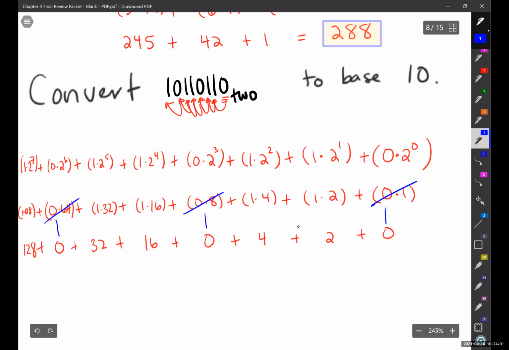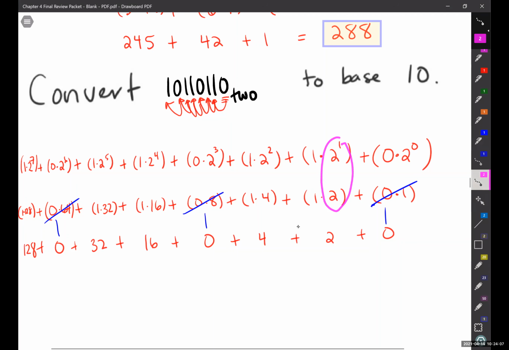We translate, okay, 2 to the first, 2 times itself 1 time is 2. 2 squared, 2 times itself twice, 2 times 2 is 4. 2 times 2 times 2, 2 cubed is 8. 2 times 2 times 2 times 2, 2 to the 4th is 16, 2 to the 5th is 32, and we can also type this into our calculator. 2 to the 7th is 128.